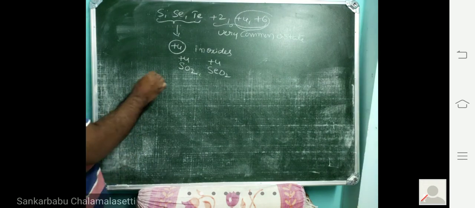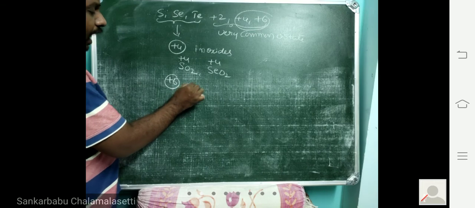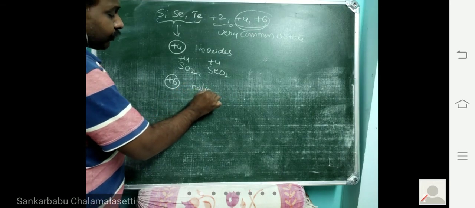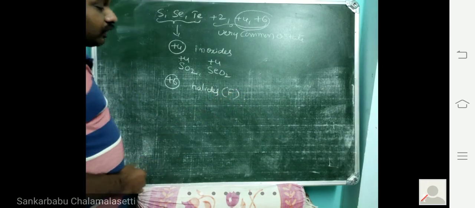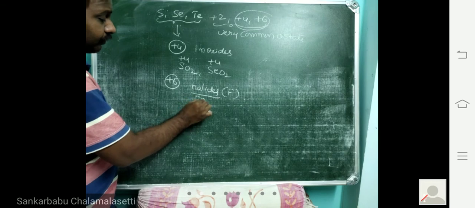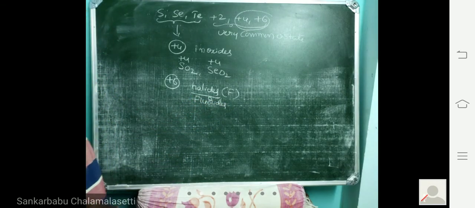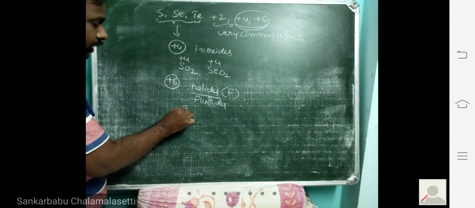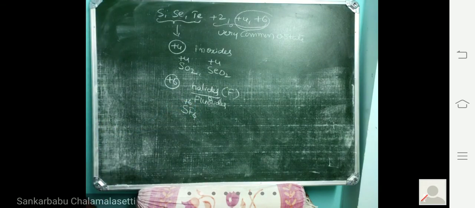And these elements show the +6 oxidation state in halides, especially fluorine, that is, fluorides. These elements show the higher oxidation state, that is +6, in fluorides. Example, SF6.